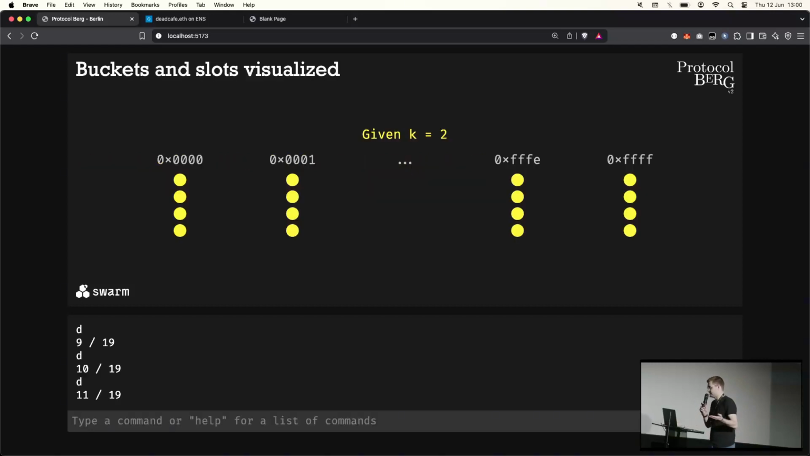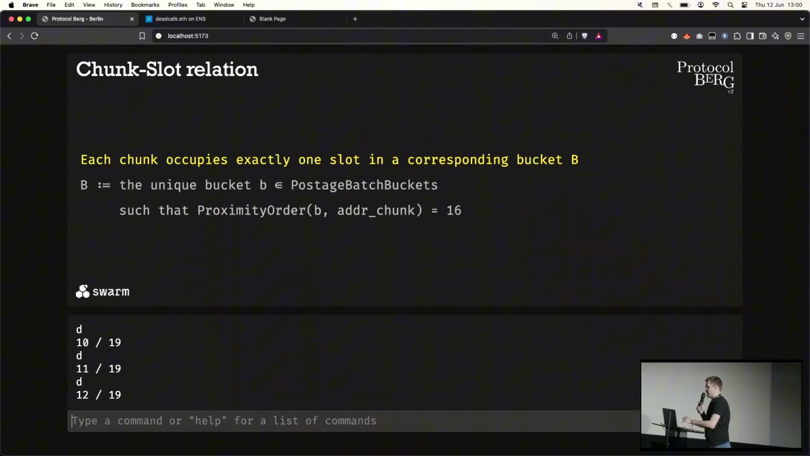We're going to visualize it again. So here is a postage batch. On the horizontal axis, we have the 65,000 buckets. And since k is 2, we have 4 slots in each. And now here is some key information. Every chunk that you push to the network, or in other words, you upload to the network, is gonna use up one slot. Not just any slot, they are gonna use up a slot from a very specific bucket.